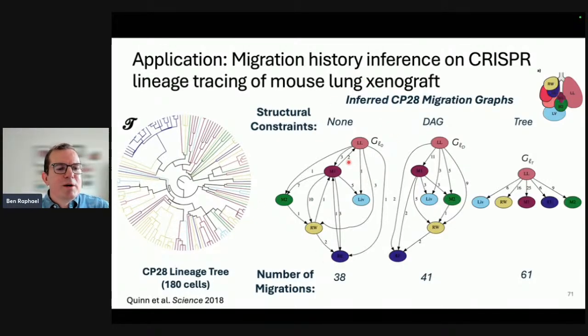If you ask for what's the minimum number of migrations between these anatomical sites, you get 38 on this tree. You can see the counts here, the number of times you've gotten a migration between each site. But now if you ask, well, what if I want this to be a DAG? So there's no cycles in it. Then the minimum number of migrations is 41, only a little bit higher. So under some likelihood model, this may not be that much less likely. However, if you ask for the migration graph to be a tree, now the number of migrations goes considerably higher, to 61. So you can start to impose and ask these structural constraints on the problem.